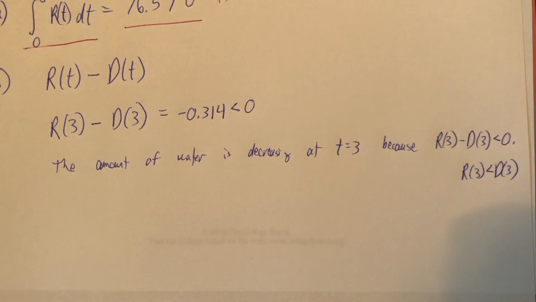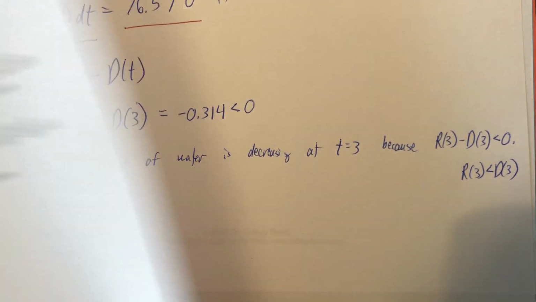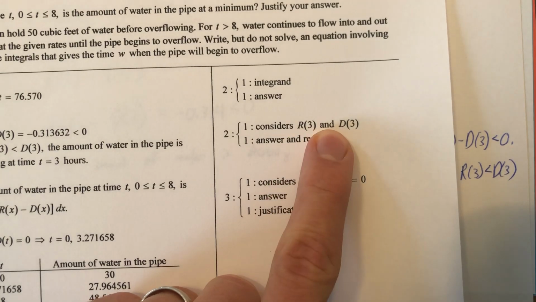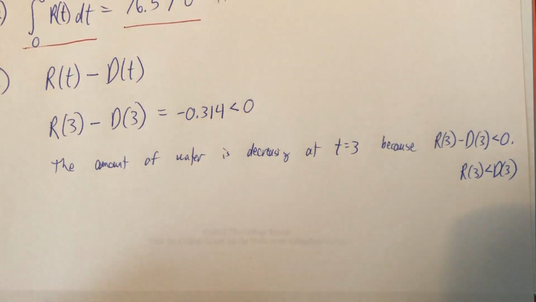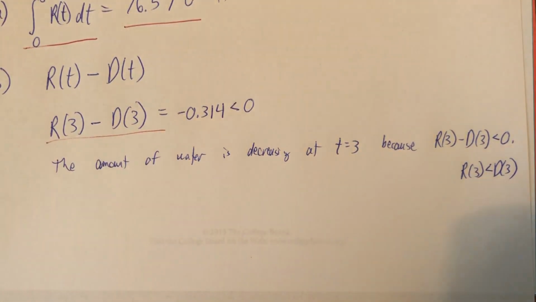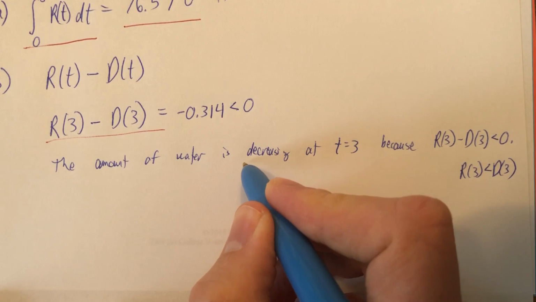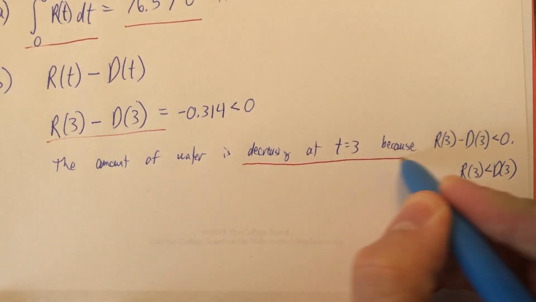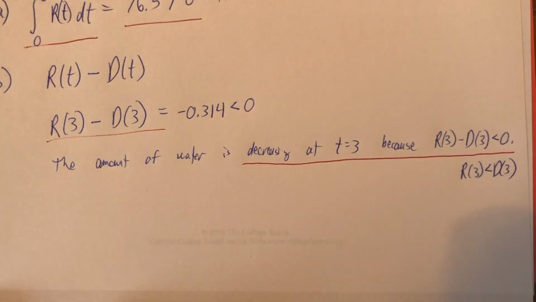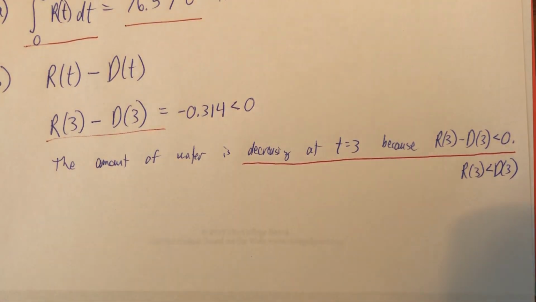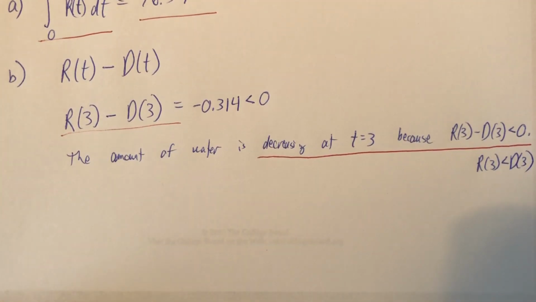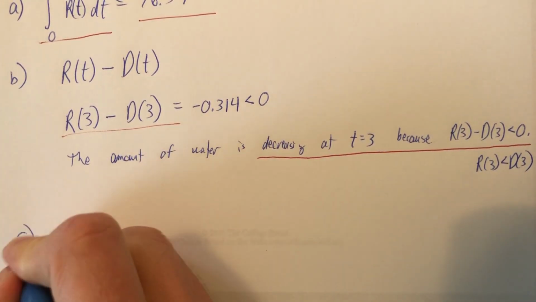So the way they graded this one was that you had to consider, let me show you the answer key. You had to consider R of 3 and D of 3. So we thought about that. That was on our paper. And then the answer and the reason. So the answer, which of course was the fact that it was decreasing, and here was our reason, and that was their reason, but it's the same idea, just manipulated the inequality a little bit differently. All right, so let's move on to part C.